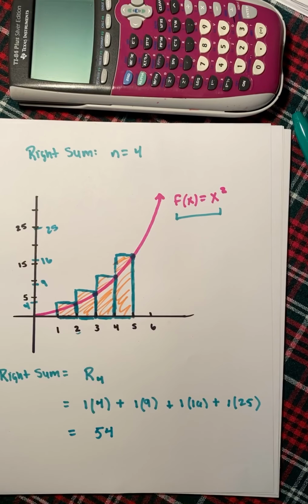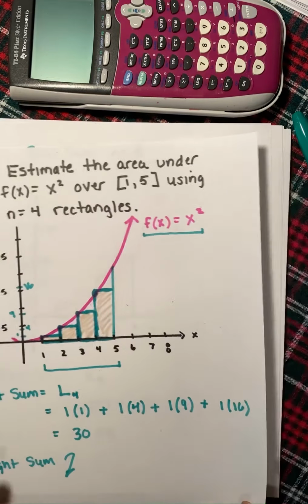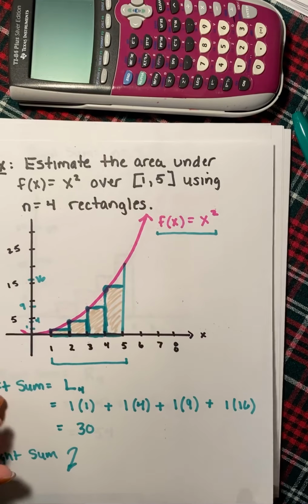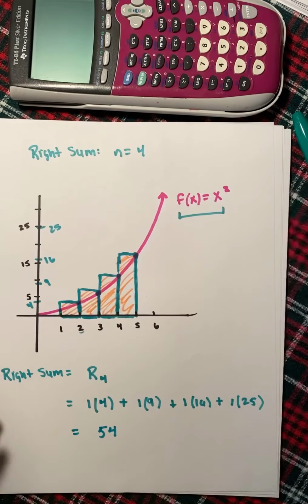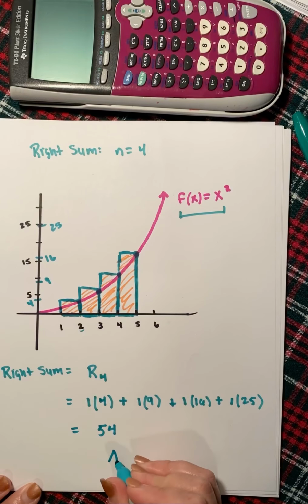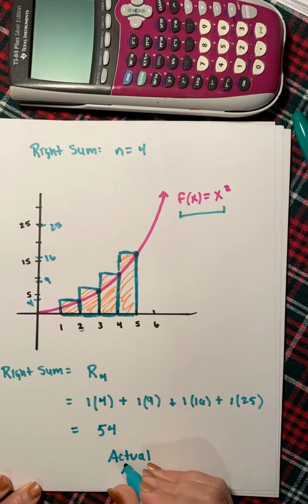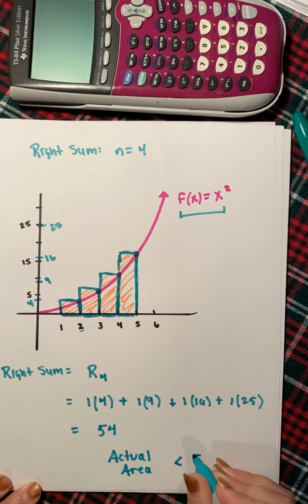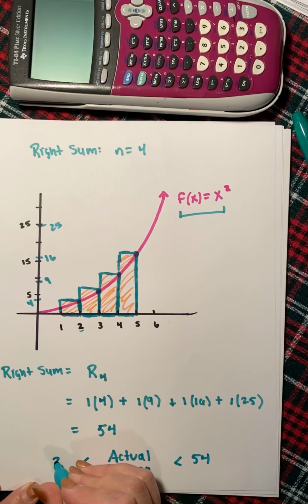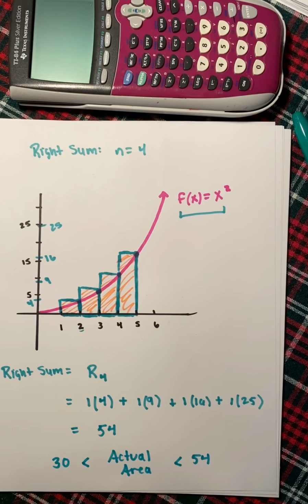So I know the area is a little more than 30 because we can see from our rectangles, our left rectangles were an underestimate. My right rectangles were an overestimate. So the actual area is somewhere between 54 and 30 units squared. So I know that's a pretty wide range. We would get more accuracy if we took more rectangles, but it gets a little tedious to do by hand, but you'll see in your homework, you'll have somewhere you have to do some more rectangles.